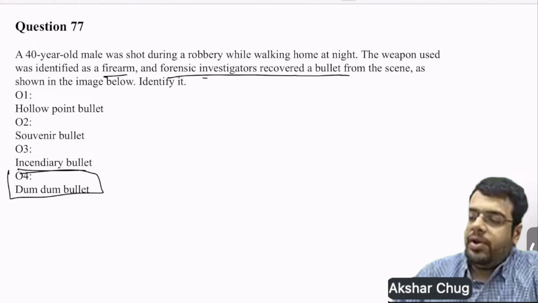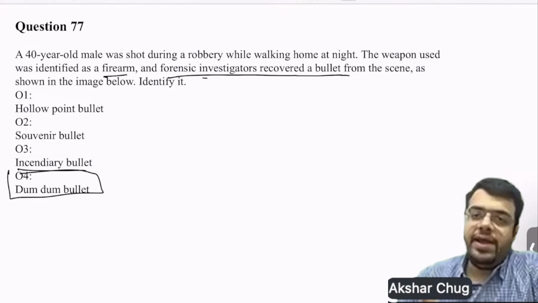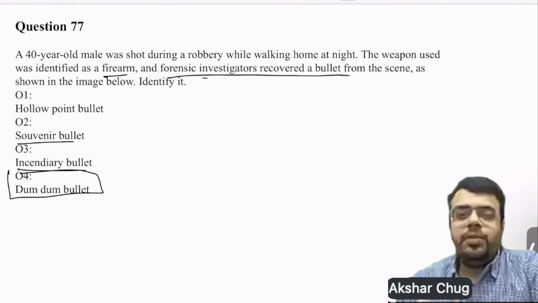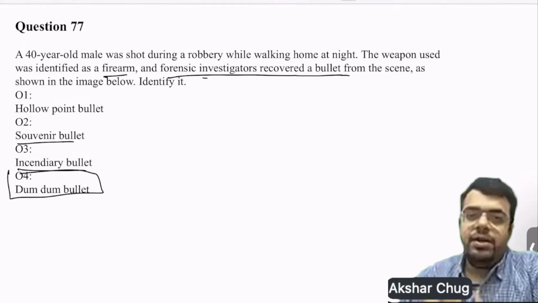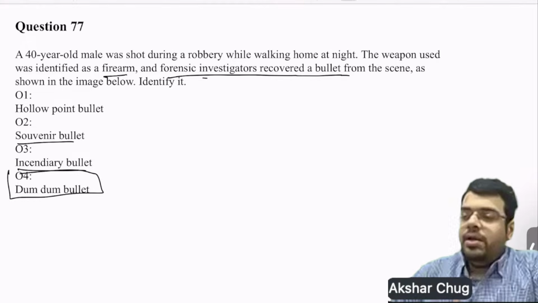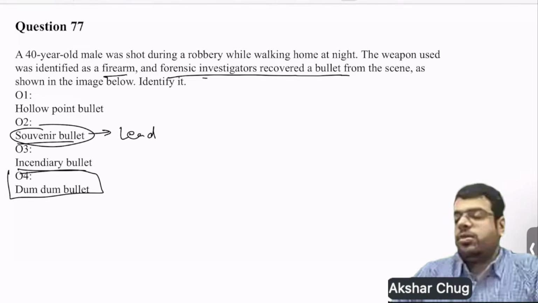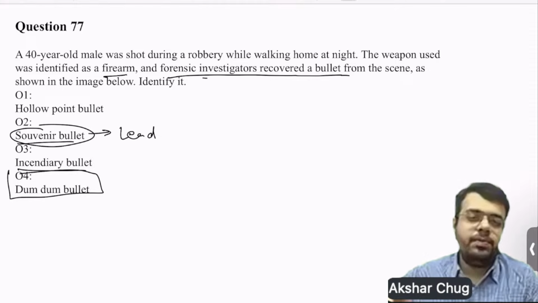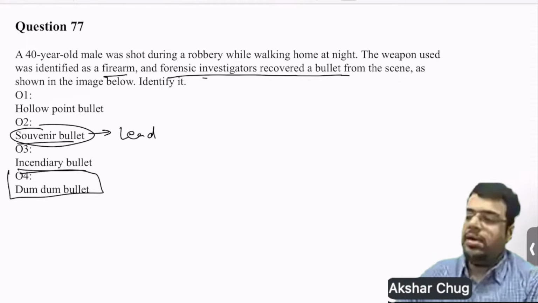Incendiary bullet would convert into a fire when striking the target. Souvenir bullet is one which gets stuck in the body and is not recovered from the body. The main problem with a souvenir bullet is lead poisoning, as some bullets might contain particles of lead which would slowly leach into the body. It might cause lead poisoning.